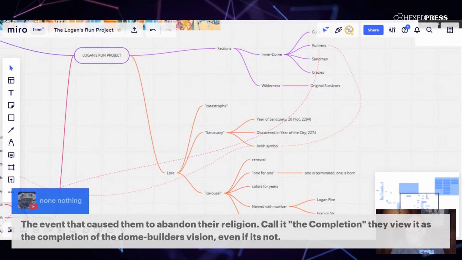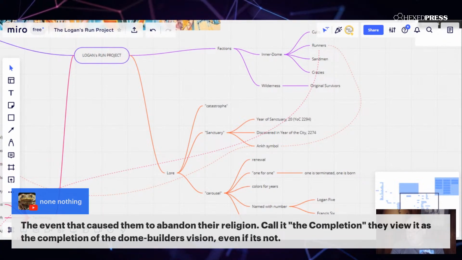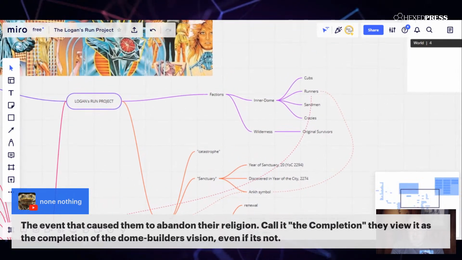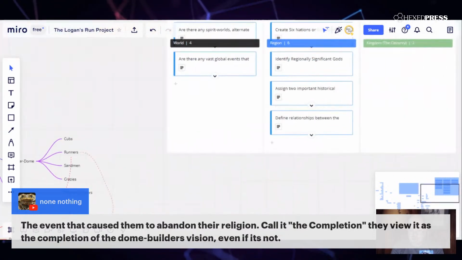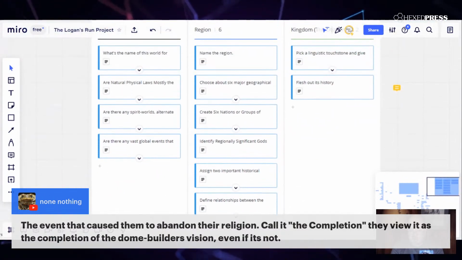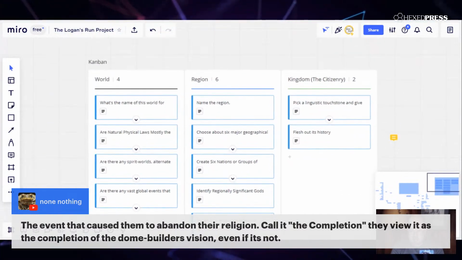Wally says Elfbait, thank you. Name the event that caused them to abandon their religion, call it the completion. They view it as the completion of the dome builders' vision, even if it's not. All right, yeah, that's a good idea. I have no reason not to do that. We'll have to make a note so you can remember.